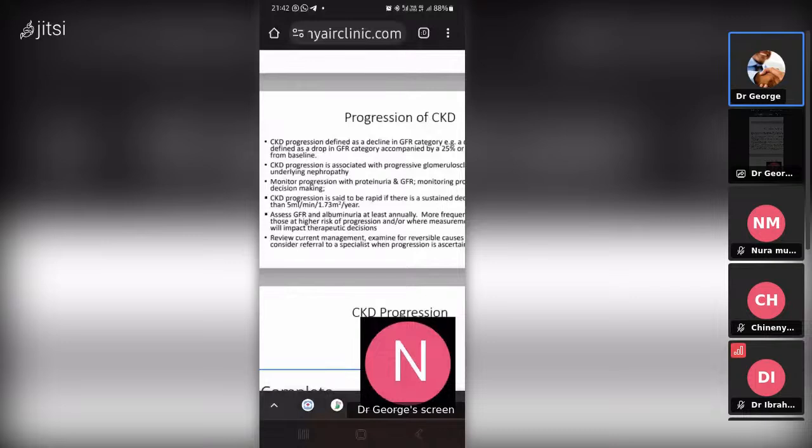Okay, I've already talked about this one. So you need to monitor progression with markers. I've already talked about these things. Non-modifiable risk factors and modifiable risk factors.